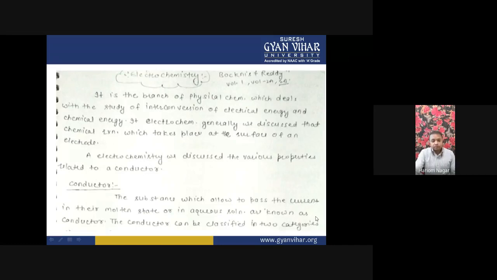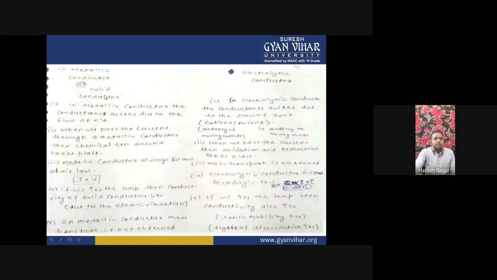So these are known as conductors, and the conductors can be classified into two categories. Conductors are actually of two types. One is the metallic conductors, and the second is the electrolytic conductors. The metallic conductors are also known as solid conductors. These are the properties of solid conductors and the electrolytic conductors.